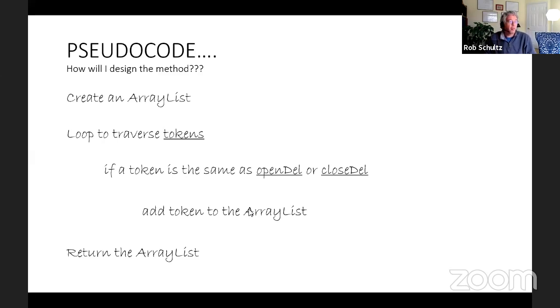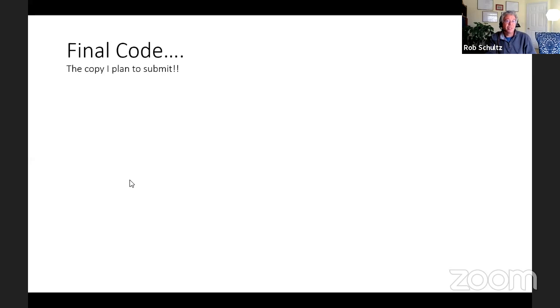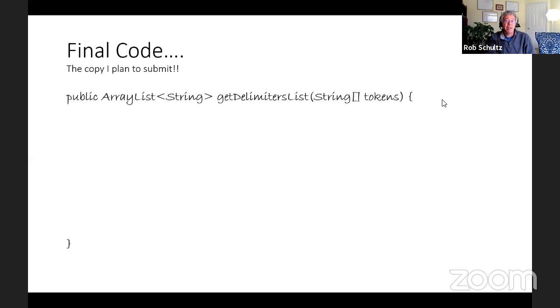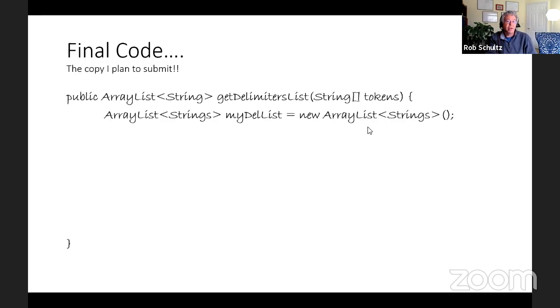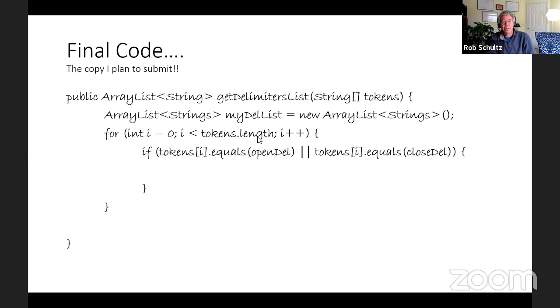Okay, and now that we've got our roadmap, we're in pretty good shape that we can go back and just write out our code. So if I were to write this out by hand, I would start by filling in the method header. So this is the method header we're given. We said that our very first step would be to create the array list. So here's my array list of strings called my delimiter list, or my del list, which is a new array list. We said that we needed to be able to traverse our array. So here's my for loop that's going to traverse the array.